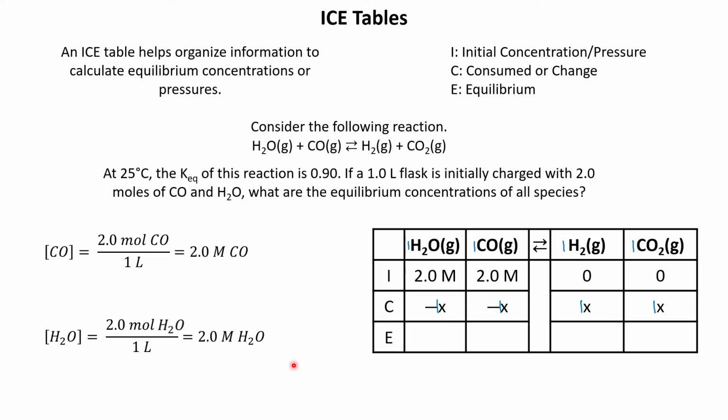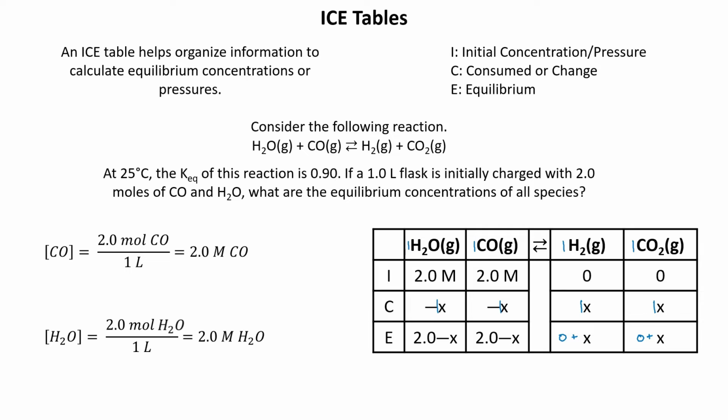This is going to be my equilibrium concentration. And I simply add down the column. So my equilibrium concentration of water is 2 minus X. The same is true for my carbon monoxide, that's just 2 minus X. And for my hydrogen and carbon dioxide, these are both X, although technically they are 0 plus X on both sides, which is just easier to write as X.